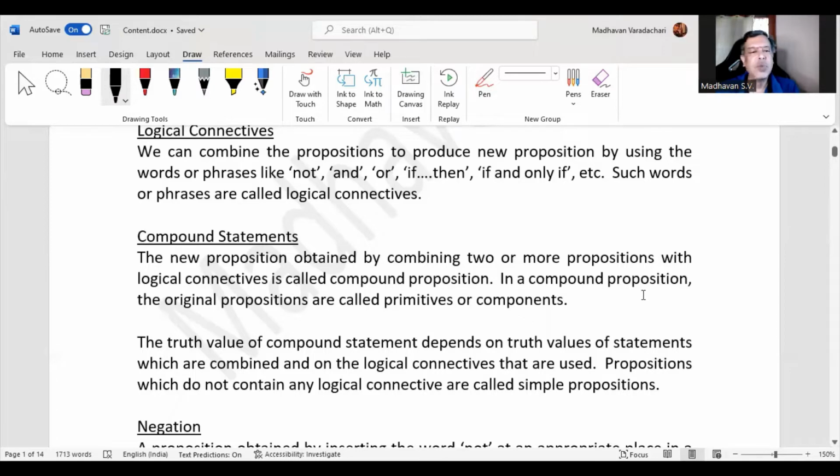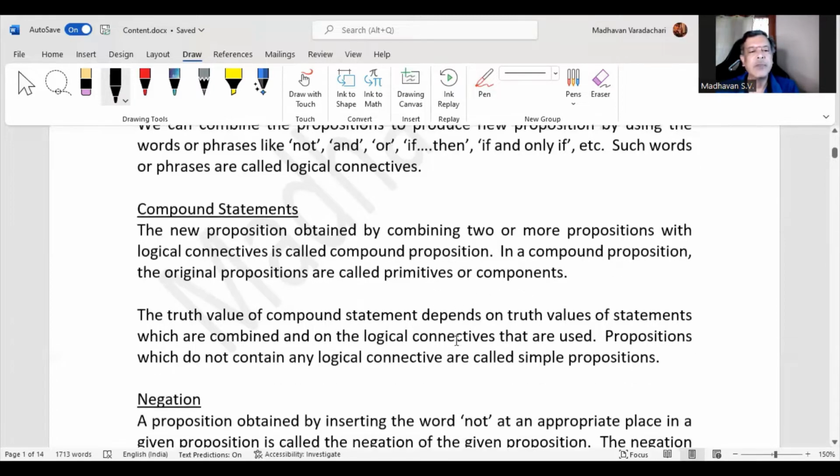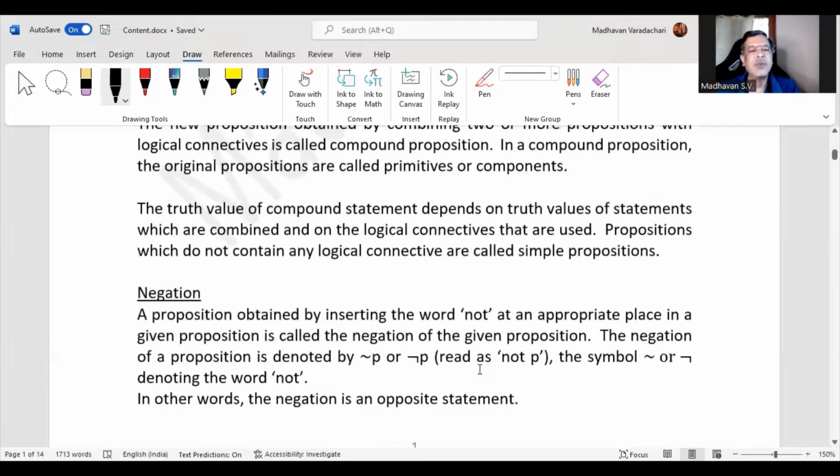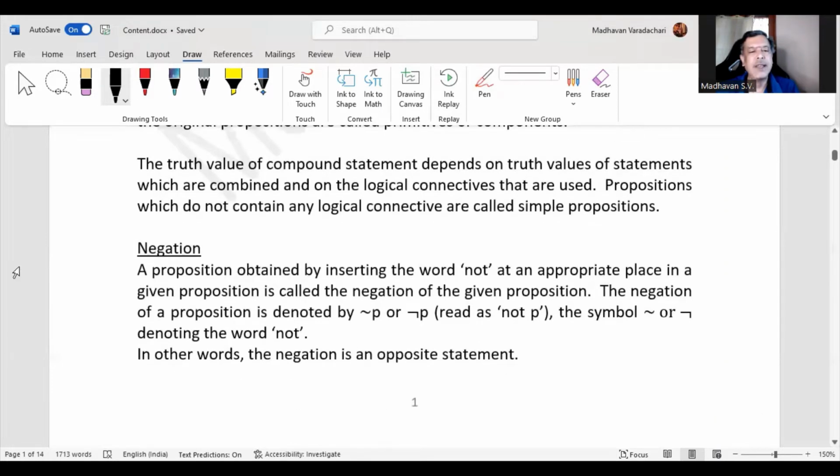In a compound proposition, the original propositions are called primitives or components. The truth value of the compound statement depends on the truth value of the statements which are combined and on the logical connectives that are used. Propositions which do not contain any logical connective are called simple propositions. So let us see the first logical connective, which is negation.